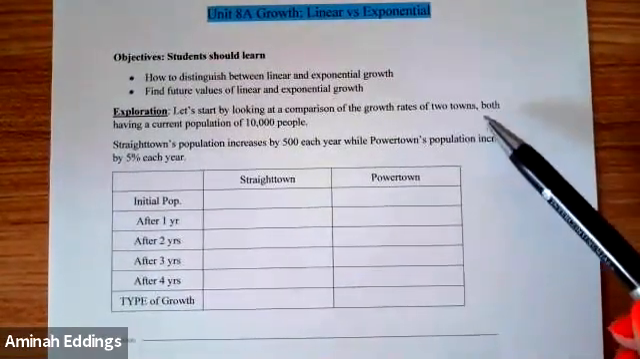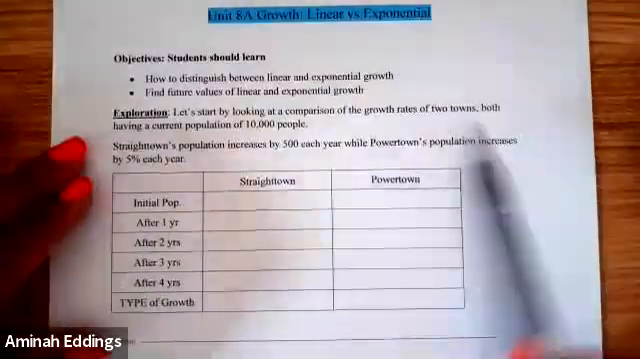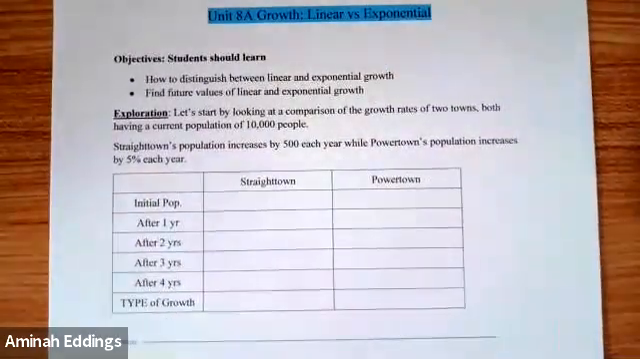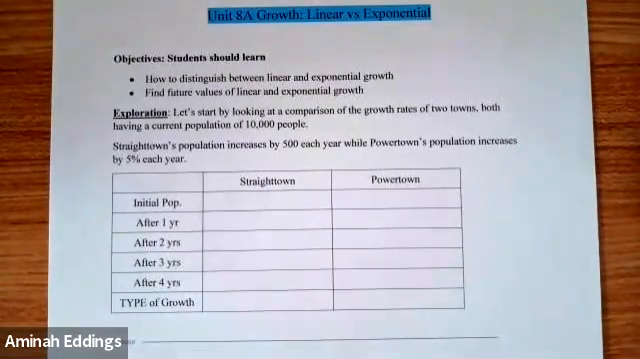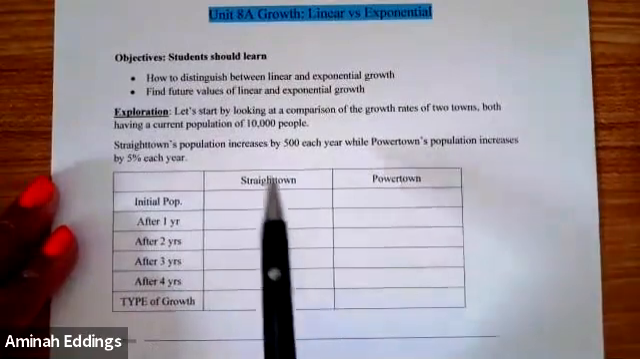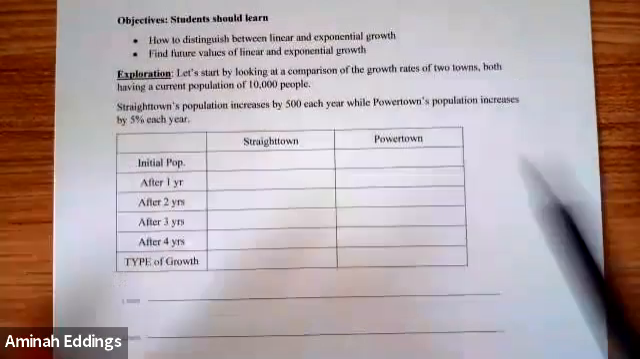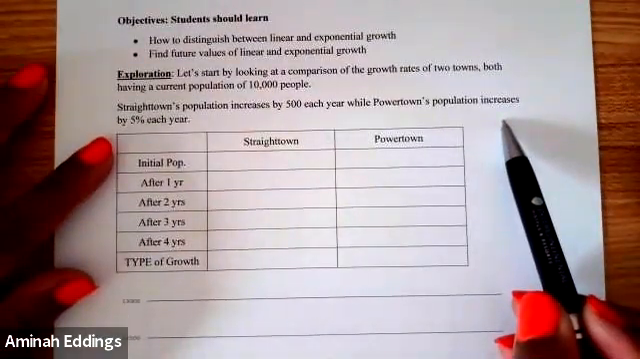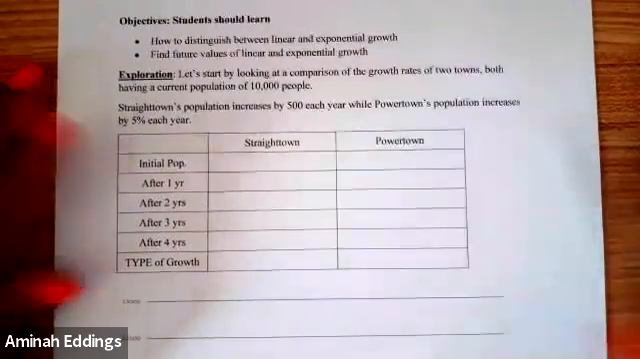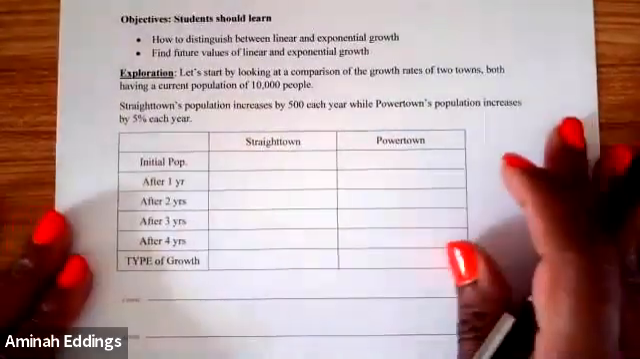Okay, so we have two towns here. Both towns have a current population of 10,000 people, but there's a little something different between both. Straight Town's population increases by 500 each year, while Power Town's population increases by 5% each year. Okay, so let's talk about how that would look in our table.